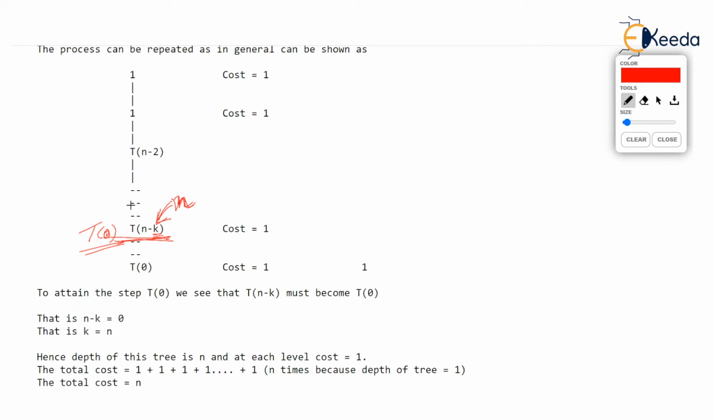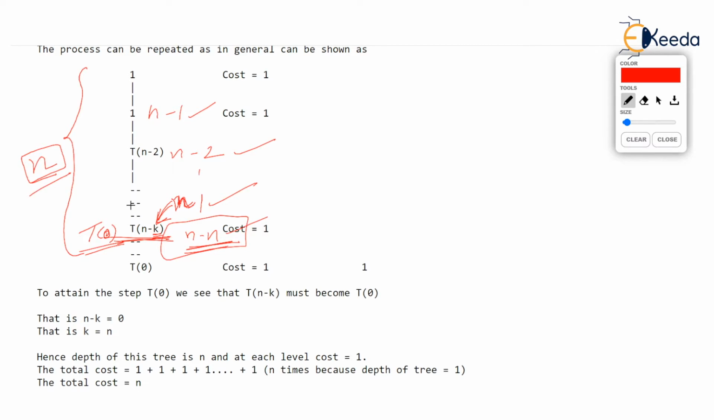That means the number of levels in this tree are exactly n. This must click for all of you. The number of levels here are n because we are each time reducing n by 1, isn't it? And then when we reduce n by n, we will stop, isn't it? That means 1, 2, 3, 4 up to n. So the number of levels in this tree are going to be n.